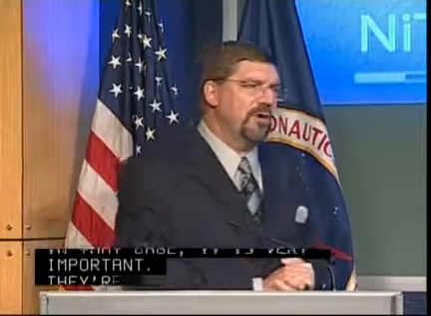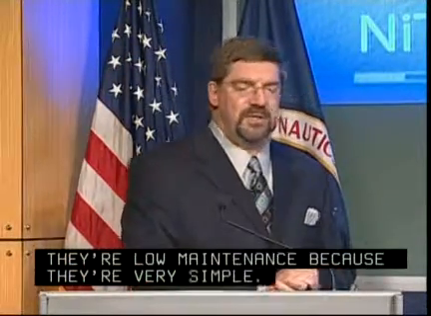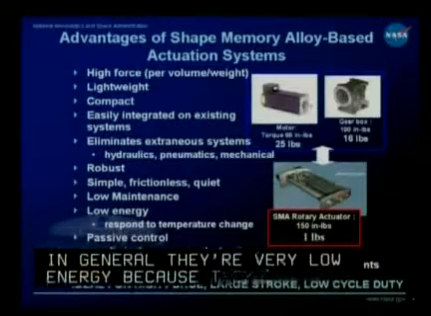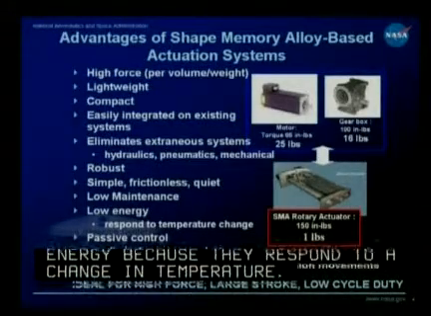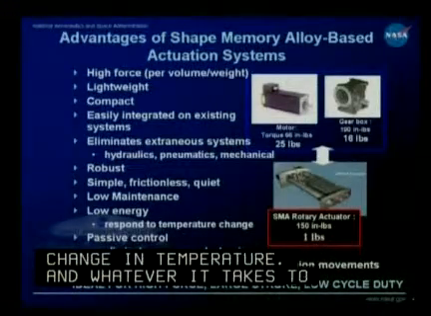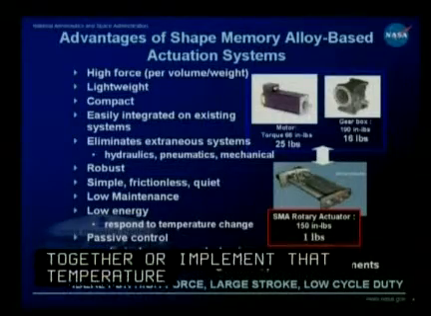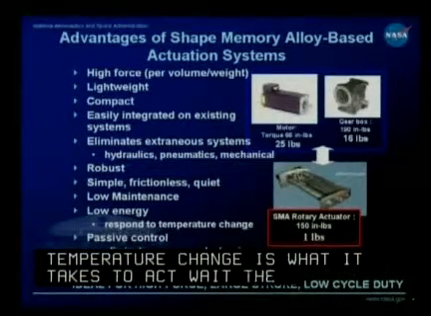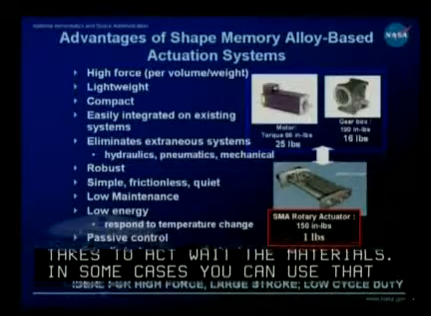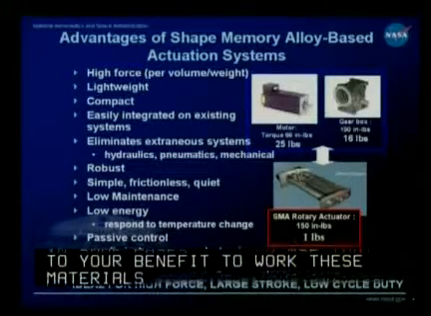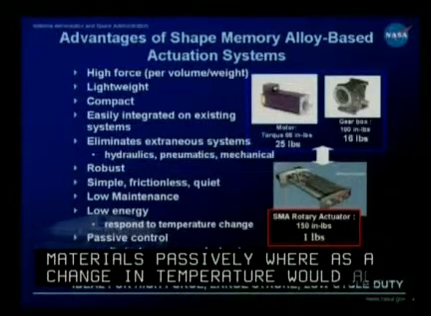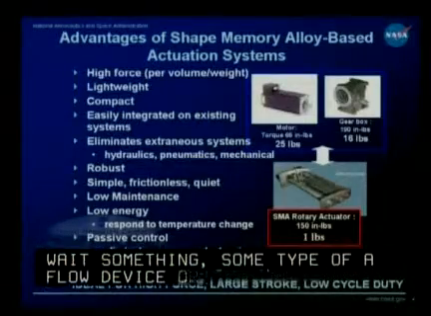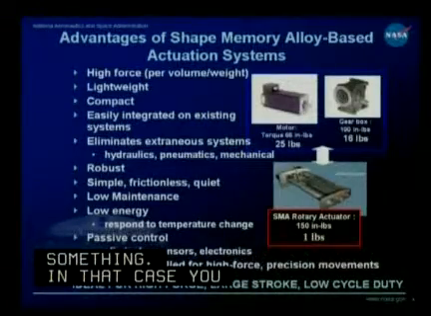In general, they're very low energy because they respond to a change in temperature, and whatever it takes to implement that temperature change is what it takes to actuate these materials. And in some cases, you could use that to your benefit to work these materials passively, where a change in temperature would actuate some type of a flow device or a door. In that case, you can eliminate additional things like sensors and electronics from your systems.